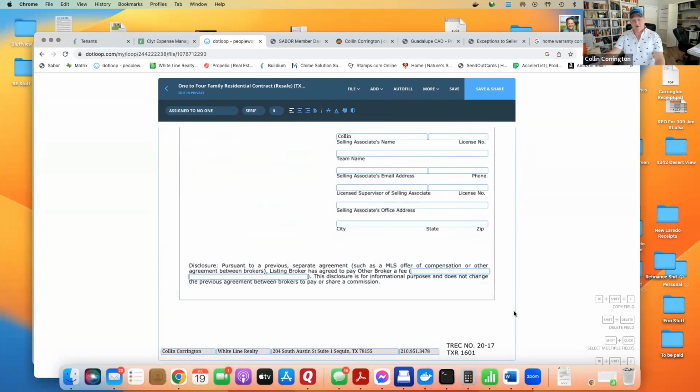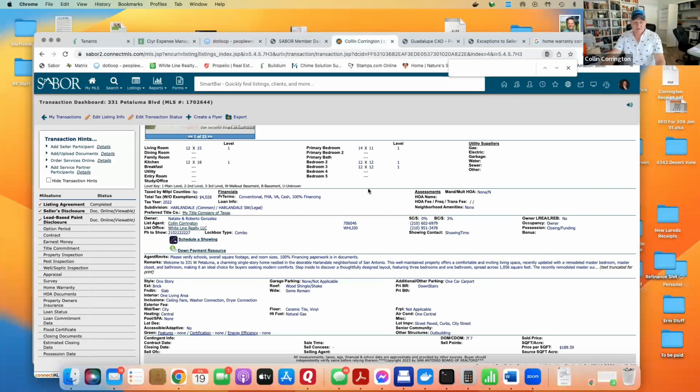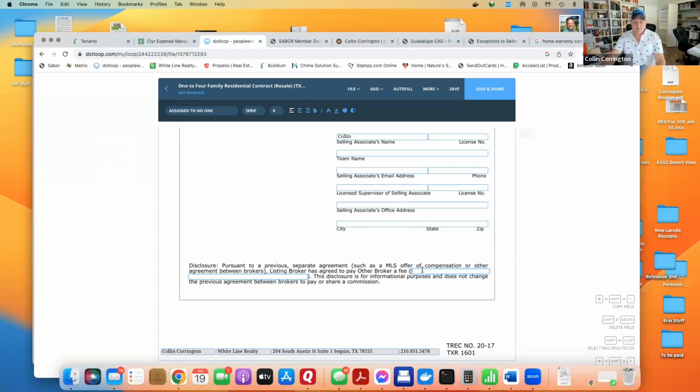And the most important part of the entire contract to most people is this little section right here. Such as an MLS offer of compensation or other agreement between brokers pursuant to the previous separate agreement. What is the separate agreement? This is an advertising agreement. What did I put in here? Buyer's commission, 3%. So I'm going to get paid 3% on this deal.